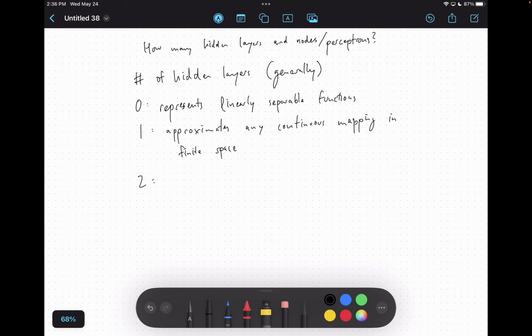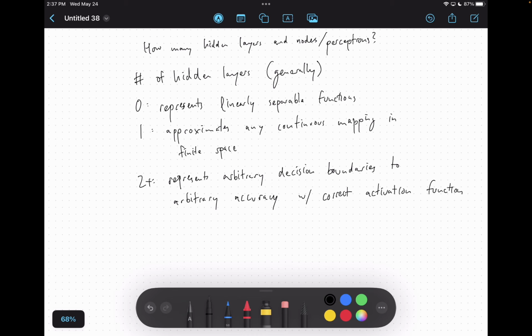And 2 plus represents arbitrary decision boundaries to arbitrary accuracy with correct activation function. Generally, for a lot of stuff that people do, one hidden layer is going to be good enough.